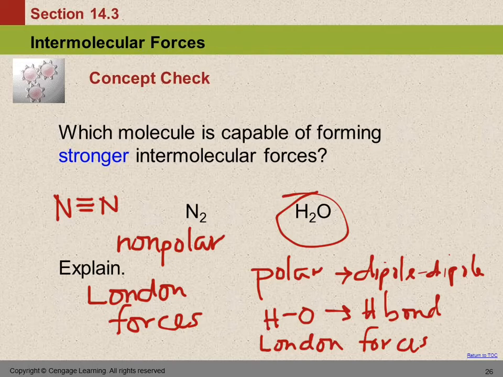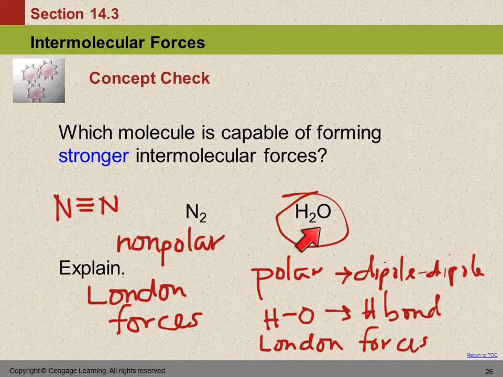What's the order again? London forces, dipole-dipole forces, hydrogen bonds. Hydrogen bonds are the strongest, and the London dispersion forces are the weakest, because those London dispersion forces come and go. They're not always there. The dipole-dipole forces, that force of attraction is always there. And then the hydrogen bond is just an extra strong dipole-dipole force.